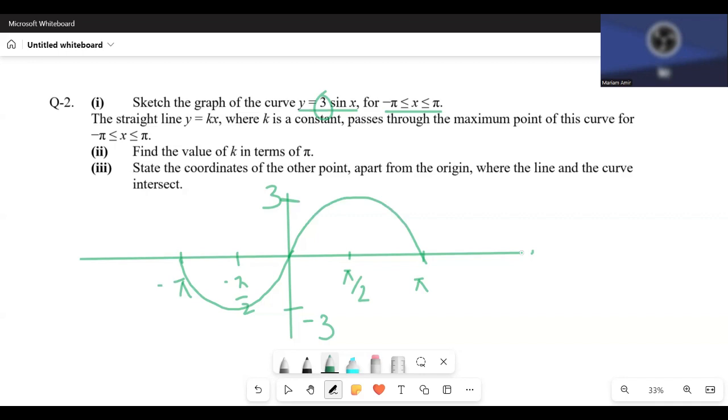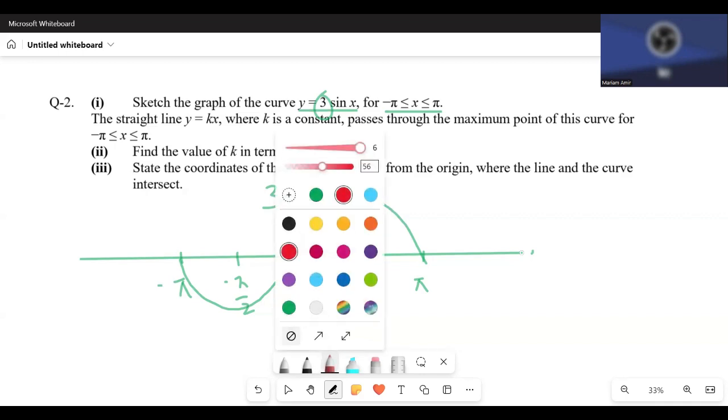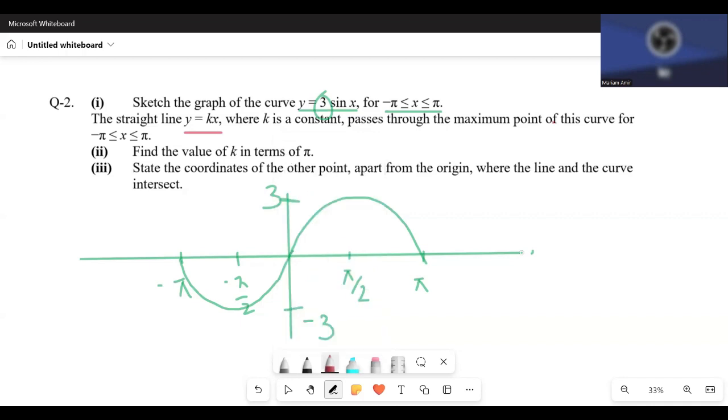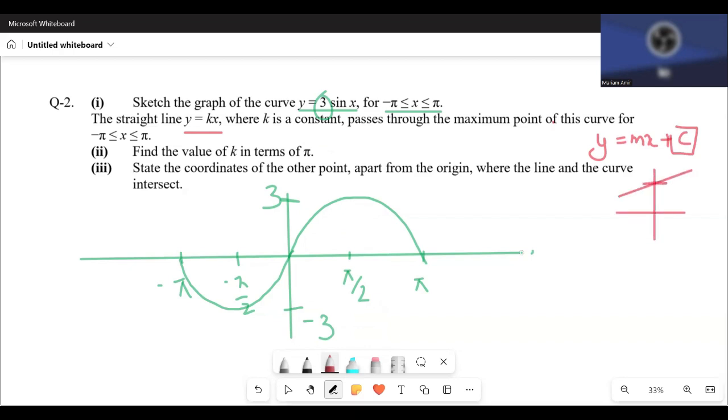A straight line y equals kx. Now this is a straight line as indicated. The straight line equation is y equals mx plus c, where c is the y-intercept, which is where the graph cuts the y-axis. For example, if the graph cuts the y-axis at 3, and let's say the slope is 2, then the equation is going to be y equals 2x plus 3.